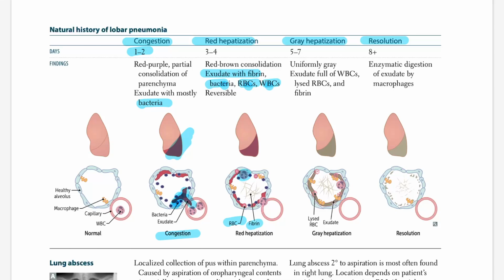Now gray hepatization is uniformly gray exudate full of WBCs, lysed RBCs. So you still have WBCs, but you have lysed RBCs and fibrin. Okay, because of those lysed RBCs, you don't see the red color.